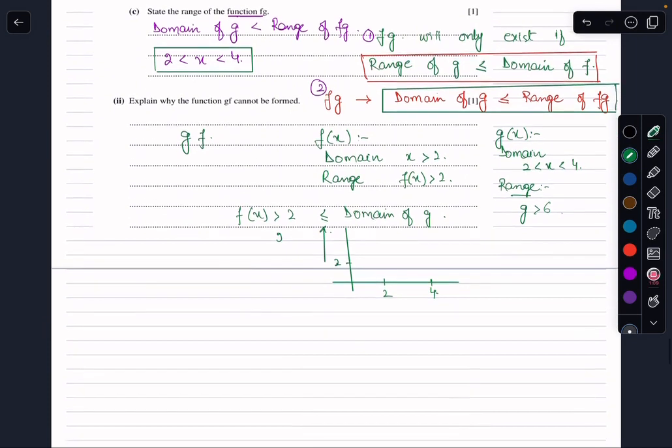So we can say that the range of f does not lie within the domain of g. Therefore, g of f cannot be formed.